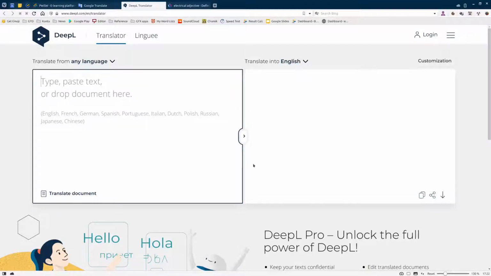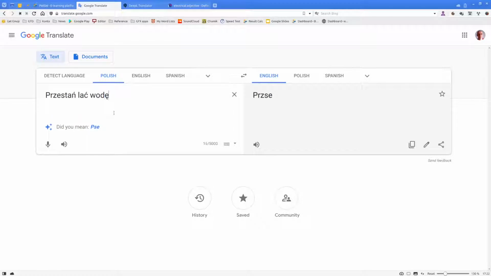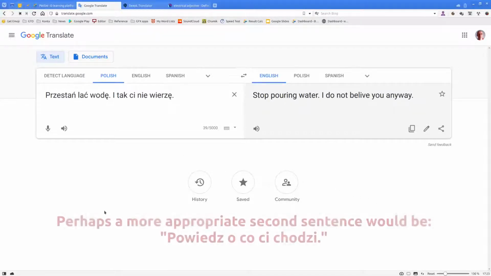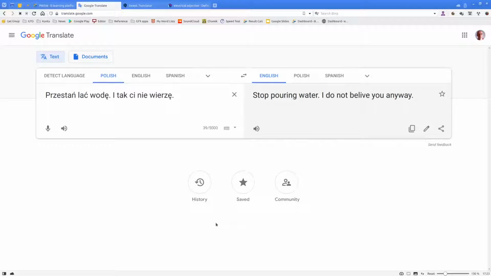We will compare some examples. But first, let me type in a short sentence or 2 sentences. Right, so you can see the problem. That's an idiomatic expression. And of course, Google Translate is not able to recognize that.